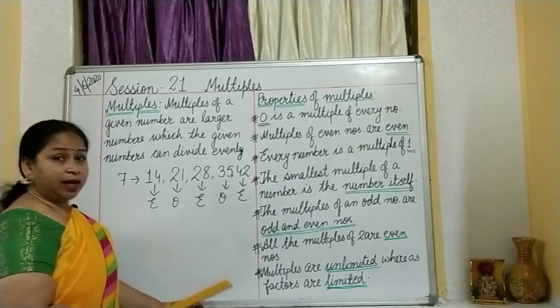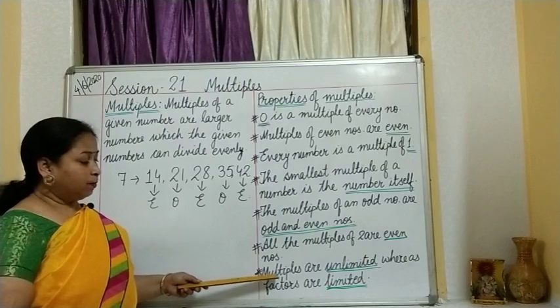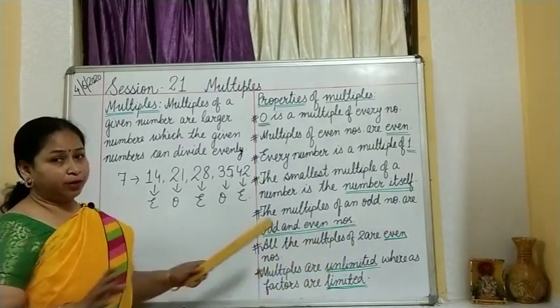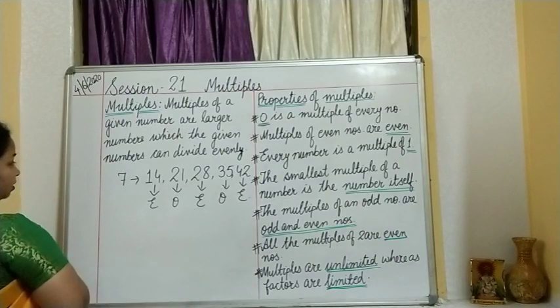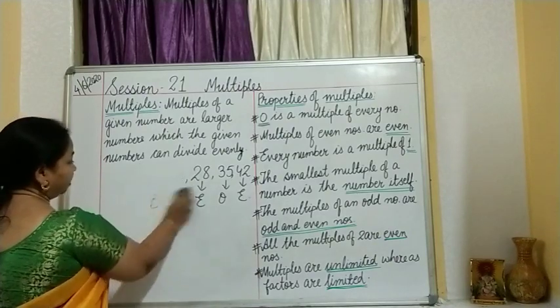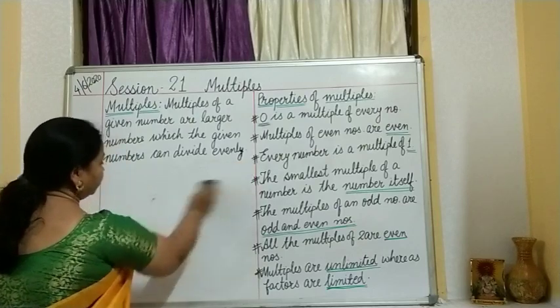Now one interesting fact: multiples are unlimited whereas factors are limited. Let me go deep in detail for this property. I'll just show you the example.